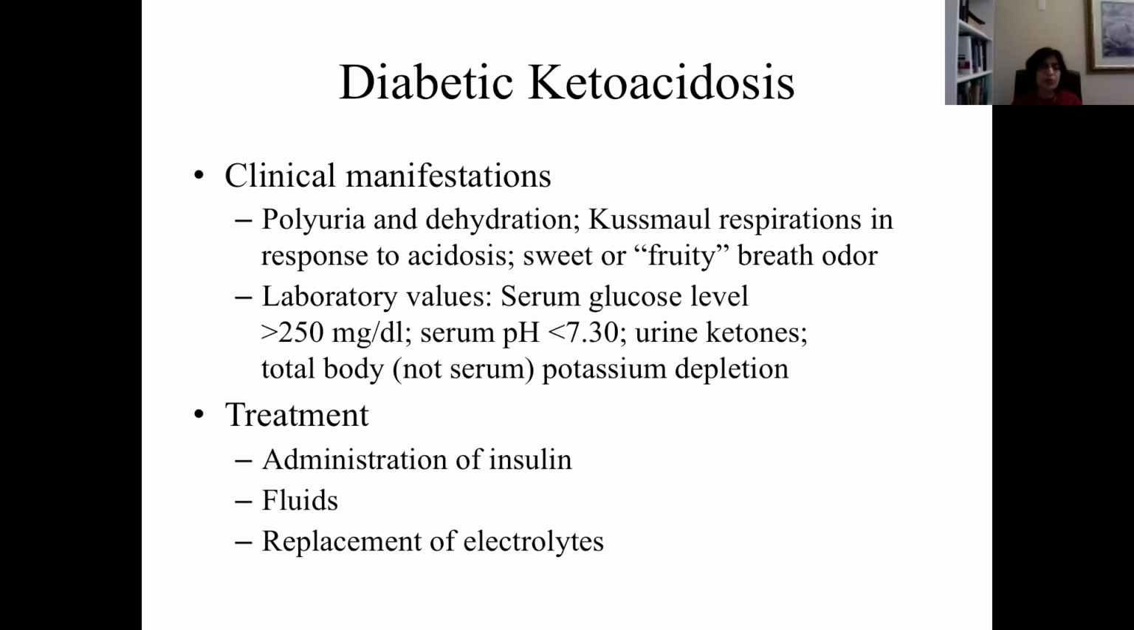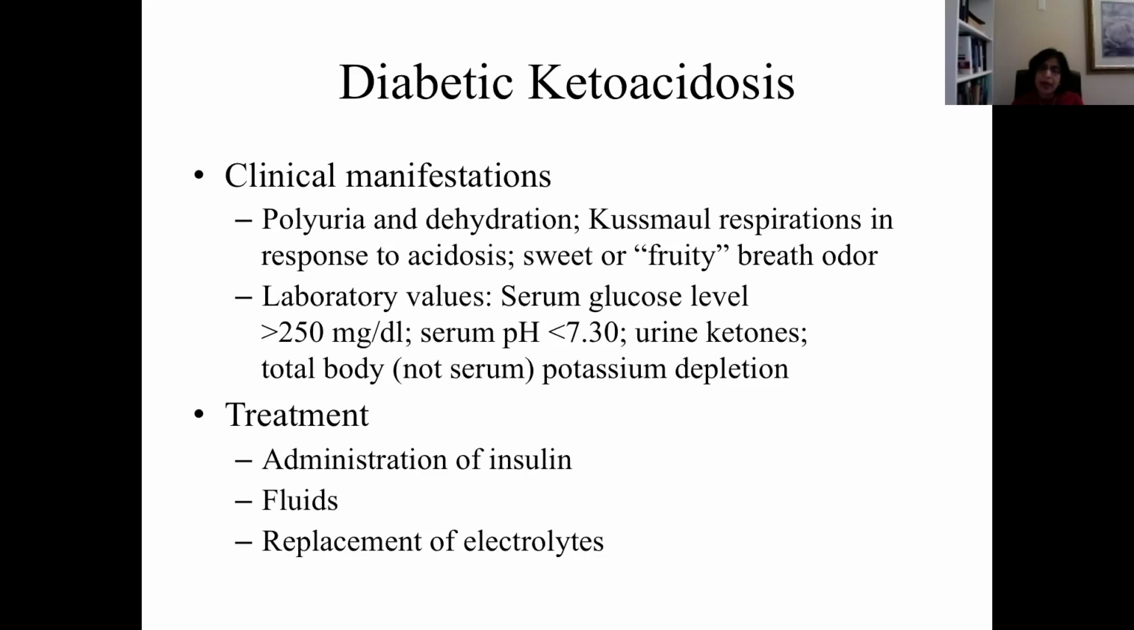Clinical manifestations: polyuria, that is more than normal urine output, and dehydration, we talked about this. Kussmaul respiration is faster breathing in response to acidosis. You have metabolic acidosis, so the body is trying to get rid of the acidity by removing more CO2. And fruity odor is because of the ketone bodies. Okay, it has the distinct smell.